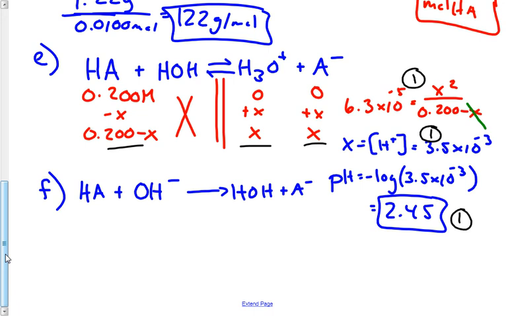So let me write down some information they gave us. I'm confused, I don't know what's happening. Okay, so they added 30 mL of this. Now it says the total volume. So that means 50 mL had to be of that initially.